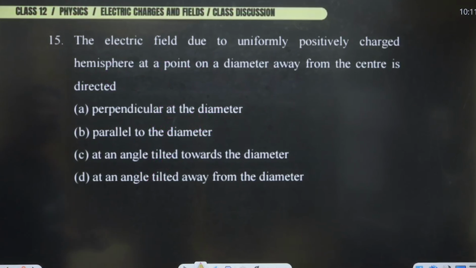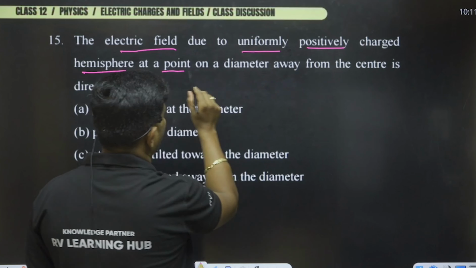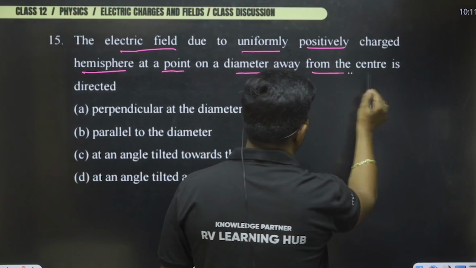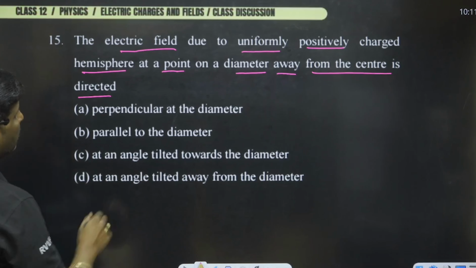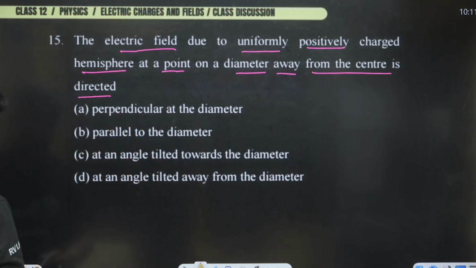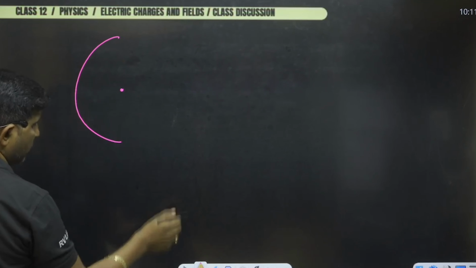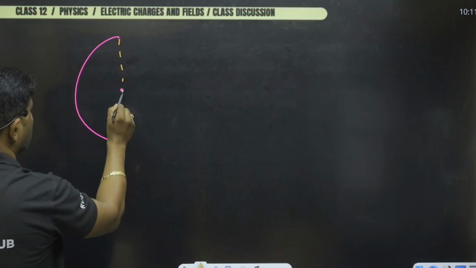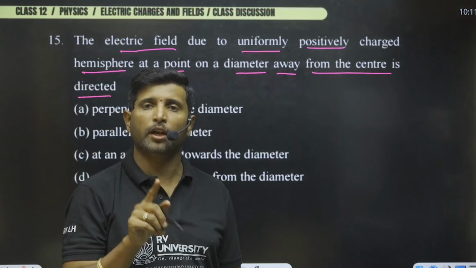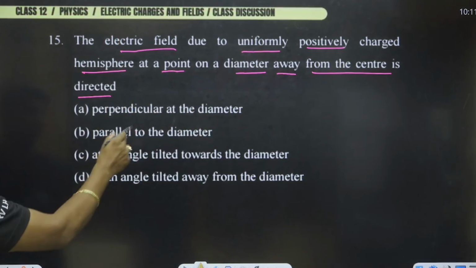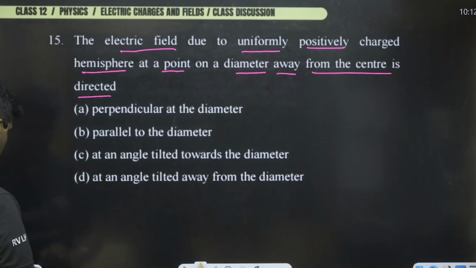What they are saying to us: the electric field due to a uniformly positively charged hemisphere at a point on a diameter away from the center is directed. Okay. So what they're saying, ma, is a charged hemisphere. Let us say this is a hemisphere, and this is a diameter. They are not asking the magnitude of the electric field, just the direction of the electric field. Perpendicular to the diameter, parallel to the diameter, at an angle tilted towards the diameter, or at an angle tilted away from the diameter. They are asking here.